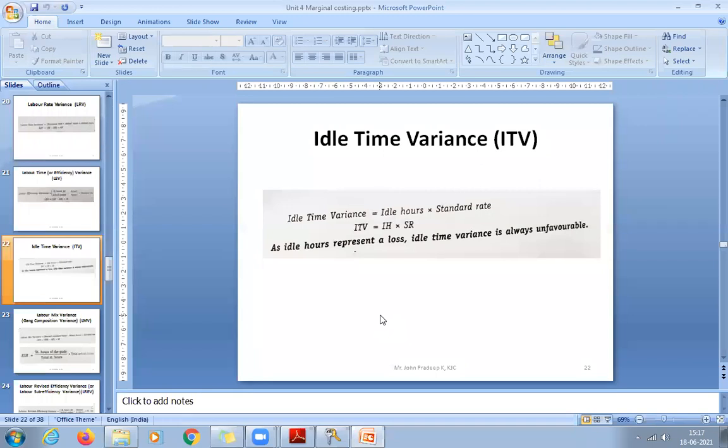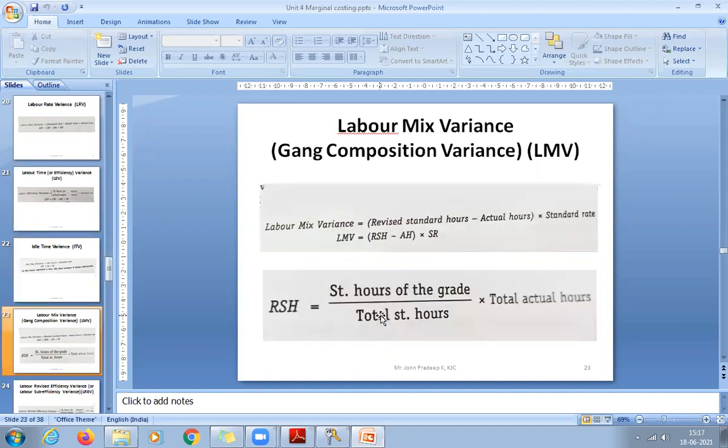So idle time variance will always be unfavorable. Why? Because idle time means it's a loss. If the employees are idle for 10 minutes, that means they're not doing any job, so it's a loss for the company. That is why idle time variance will always be unfavorable. Even though when you calculate you may not get a negative answer, you still write it as unfavorable. Clear? And then labor mix variance, that is what you have to calculate.